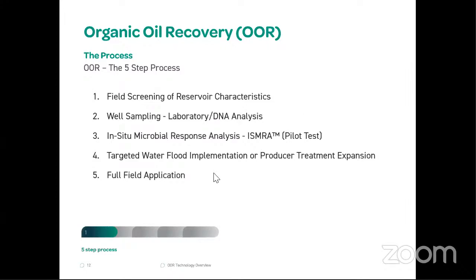And when this works, this technology is ideally suited for waterflood fields. If there is water injection, this technology will work 10 times more than on the producing well. And when it works there, you can implement it on the full field. You can apply this technology in the full field.